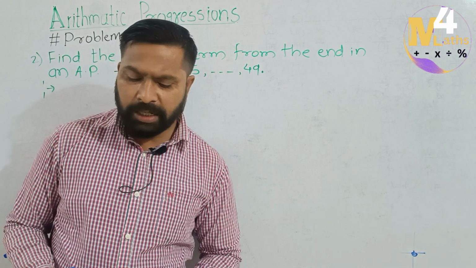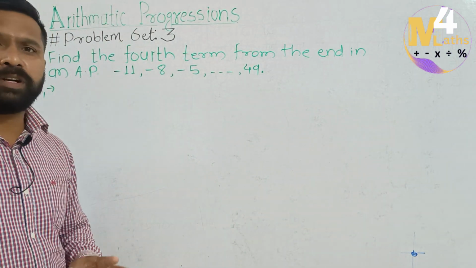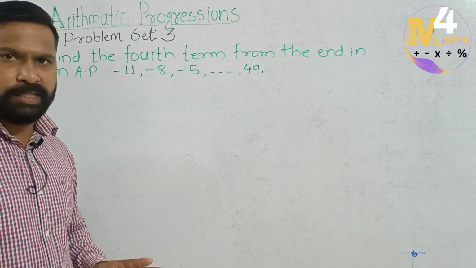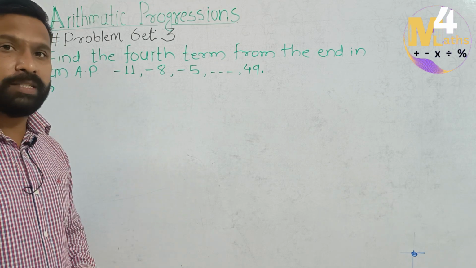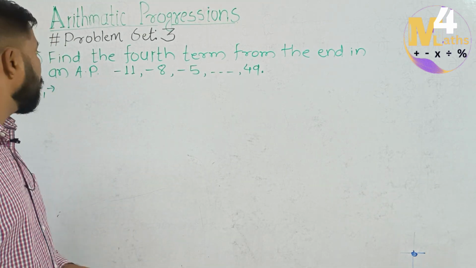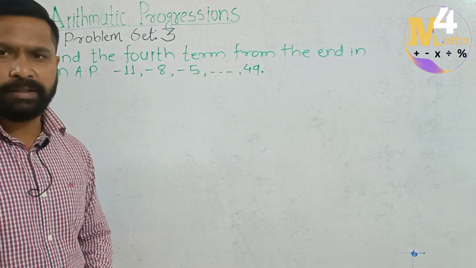Okay? So here, what is the first question about? Actually, the first question of the problem set is an MCQ, which we are not going to discuss here. The second one we are discussing directly. Find the fourth term from the end in the AP minus 11, minus 8, minus 5, and so on, up to 49.